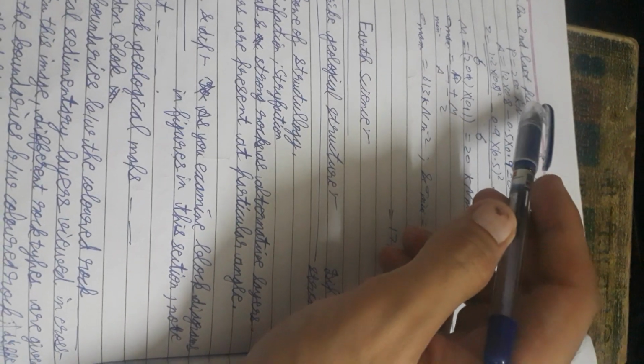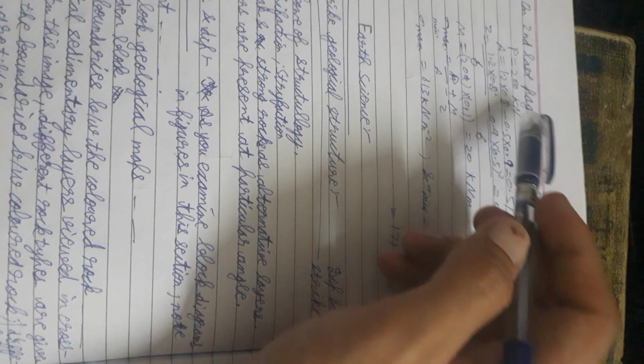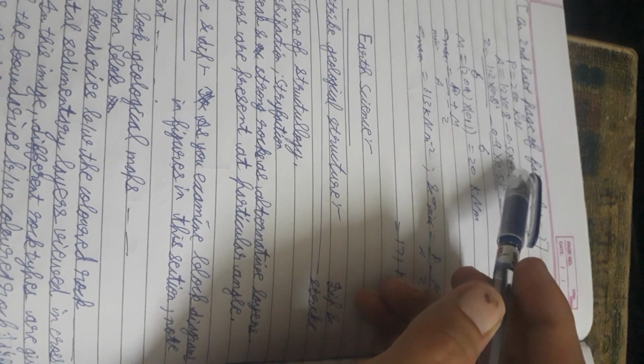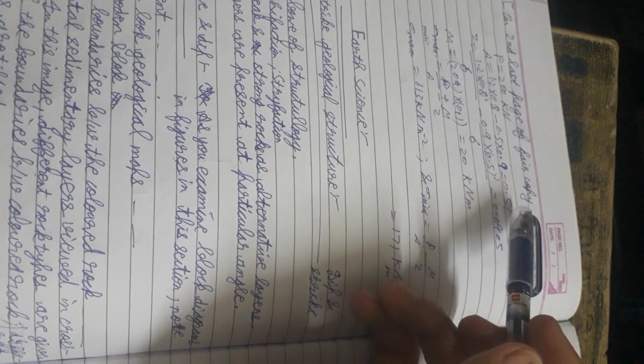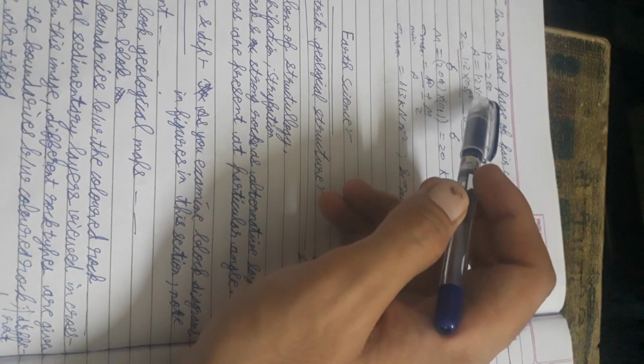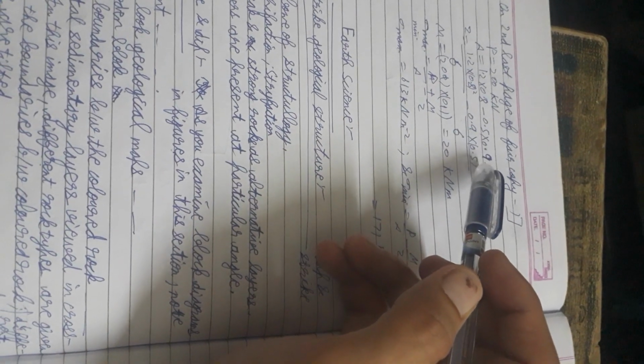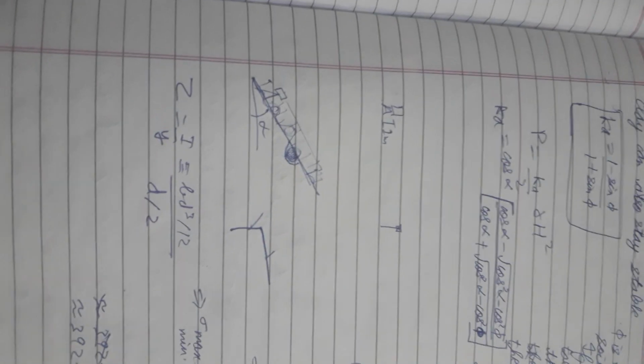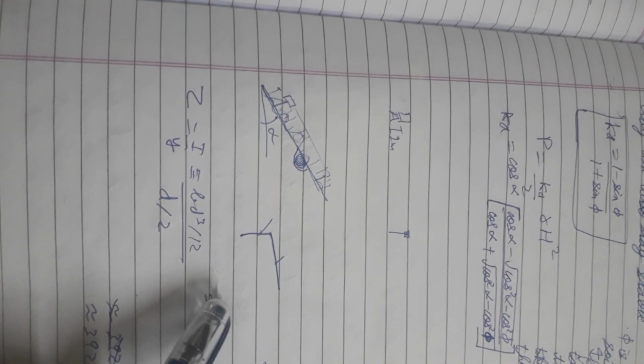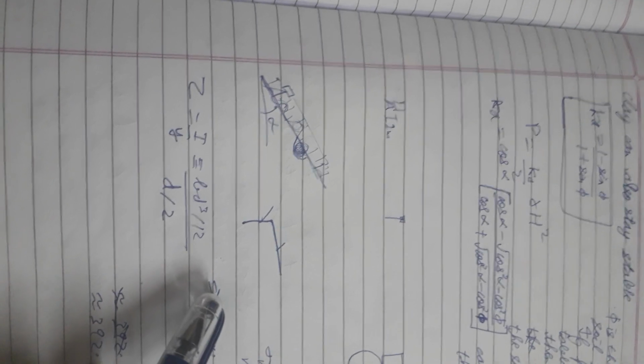Here P is equal to 200 kilonewton, area is equal to 1.2 into 0.8 minus 0.5 into 0.9, which is equal to 0.51. Z is equal to 1.2 into 0.8 square by 6 minus 0.9 into 0.5 square by 6. Note here Z is equal to I by Y, which is equal to BD cube by 12, which is equal to BD square by 6.